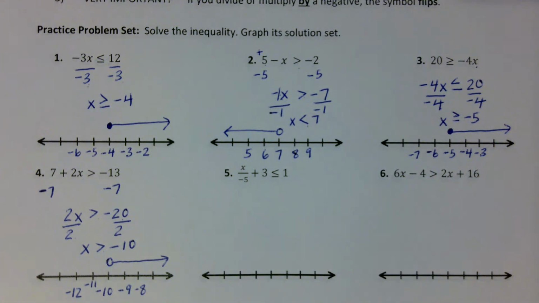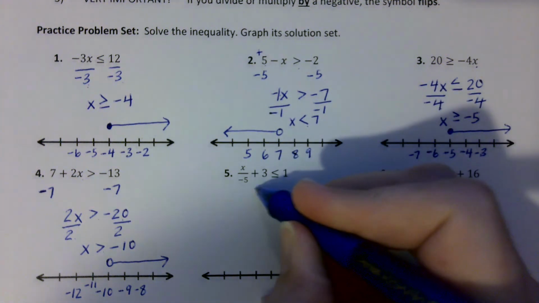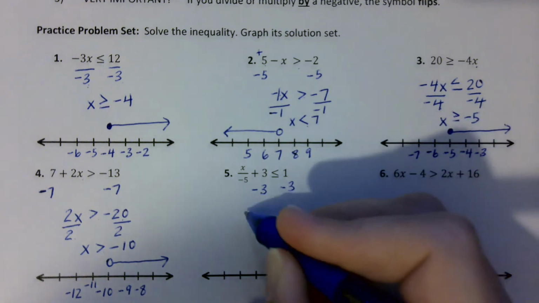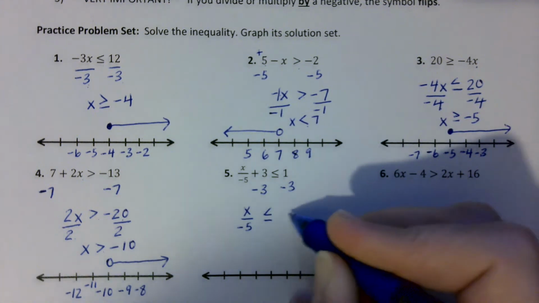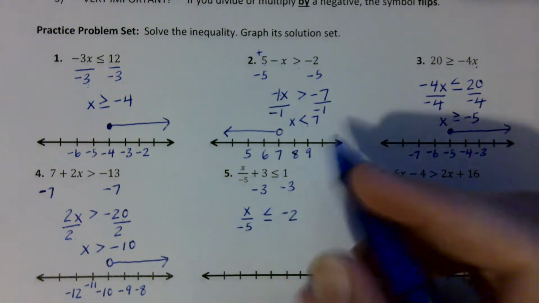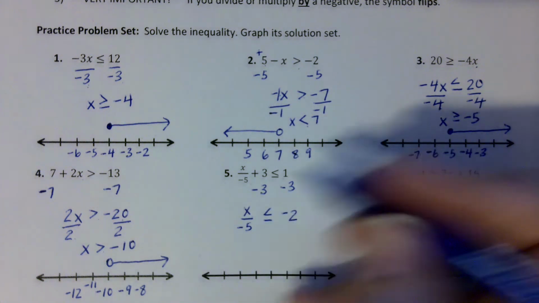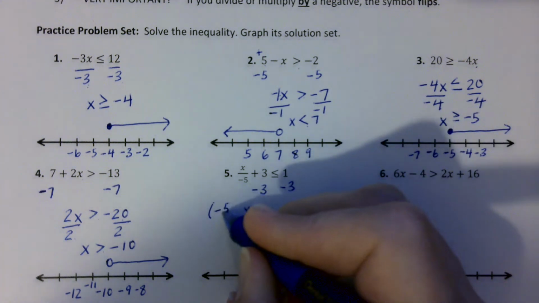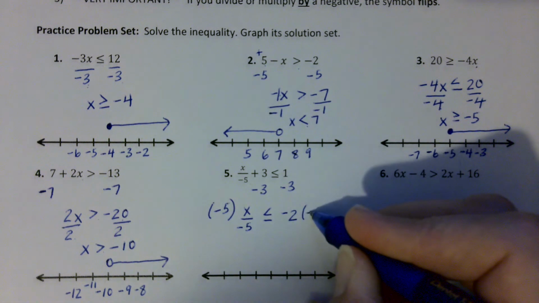Okay, let's take a look at this next one, number 5. So to isolate x, I'm first going to subtract 3 from both sides. I have x over negative 5 is less than or equal to negative 2. Instead of multiplying by negative 5, instead of dividing by negative 5, I was thinking ahead, I'm going to multiply by negative 5. And whatever I do to one side, I need to do to the other.